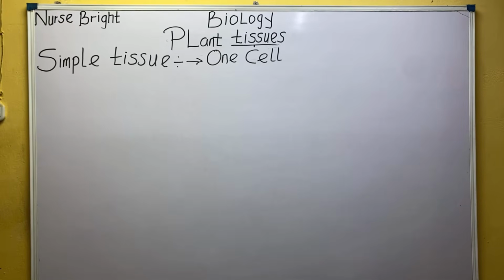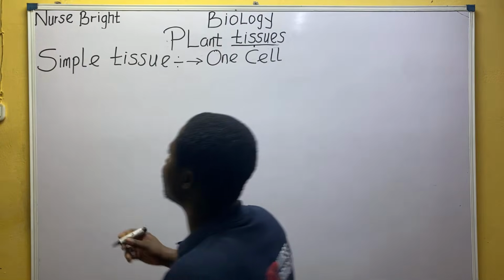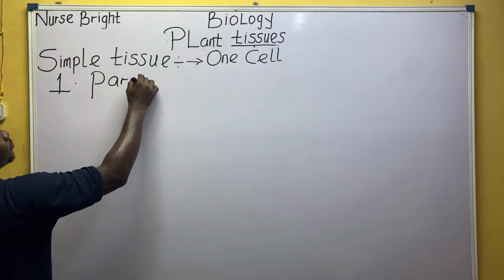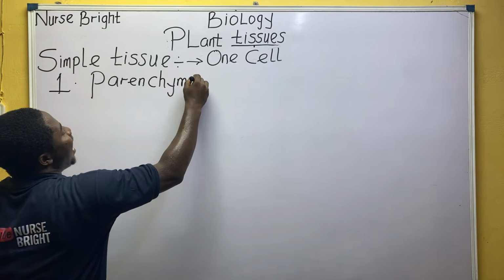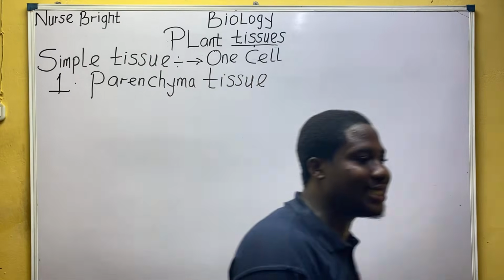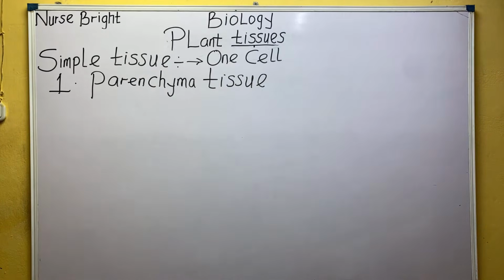All right. So let us talk about this tissue in a plant cell. The first simple tissue I want to talk about is called the parenchyma tissue. As a student, you should be able to understand what this tissue does in a plant cell. That's what I want to talk about right now, about the parenchyma tissue.